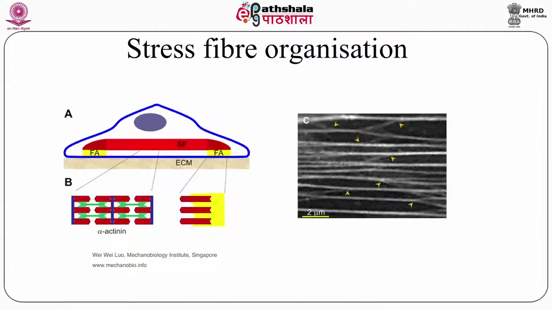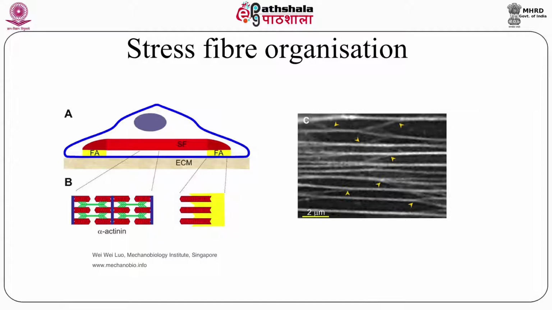Also, you can appreciate in panel C, which is a microscopic picture of the stress fibers. The stress fibers are seen as cylindrical structures. They are typically a few tens of microns long and the cross-sectional area is less than 0.5 microns, which gives them a rod-like morphology when observed under a microscope.